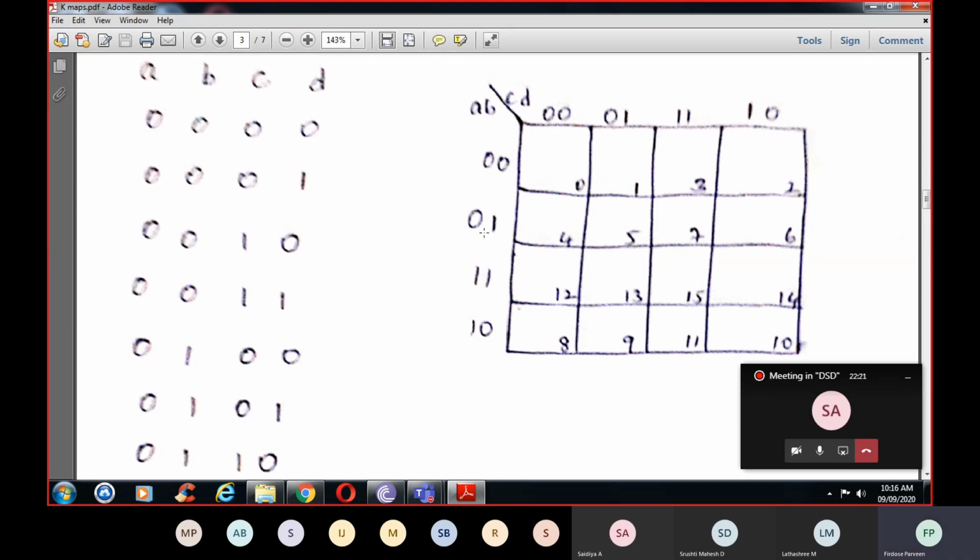In the same way, corresponding row is 0, 1. Corresponding column is 0, 0. So it is 0, 1, 0, 0. So it is 4. So you can see here 0, 1, 0, 0 is 4. Okay. 0, 1, 0, 1. It is 5.